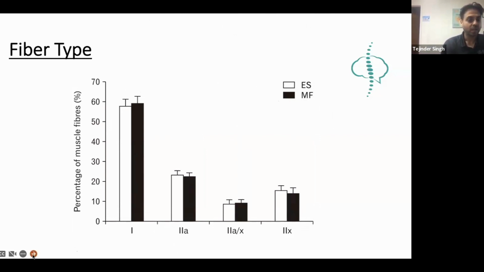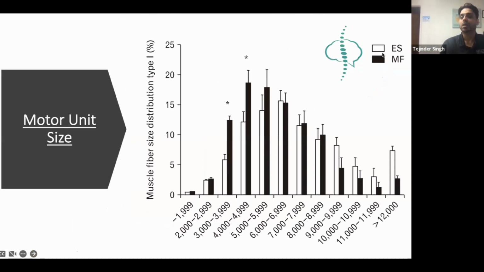More research. If you look at the motor unit size, we're talking at the microscopic level now. Look at the type 1 motor unit size here. For a small muscle, it can range up to greater than 12,000 muscle fibers per motor unit, for a little bitty muscle.